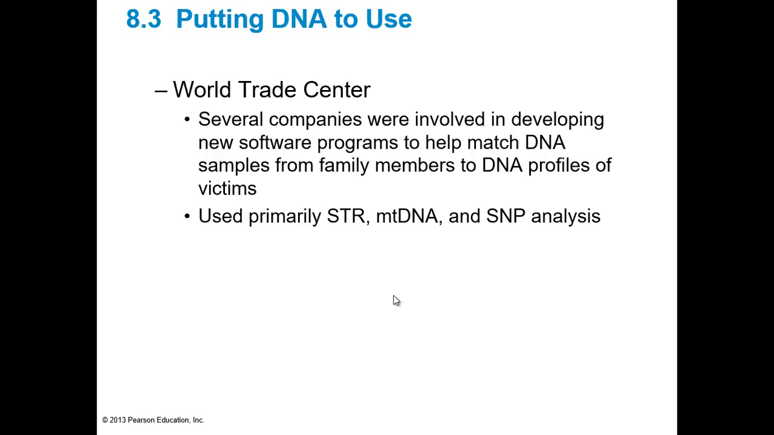Okay. And this spawned the development of new software programs. They use STR, which is a nuclear genomic technique, so you need actual blood or skin or a cheek cell sample. They use mitochondrial DNA because in some cases they only had the hair shaft, and hair DNA is mitochondrial, not nuclear. And they did SNP analysis.